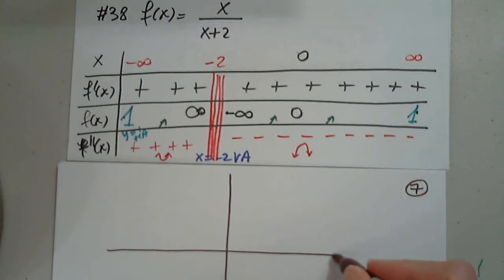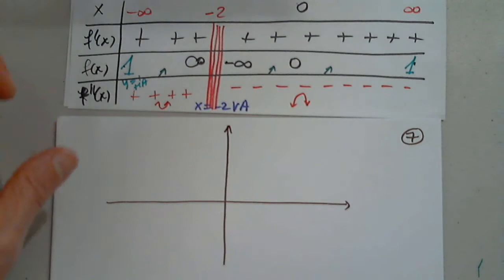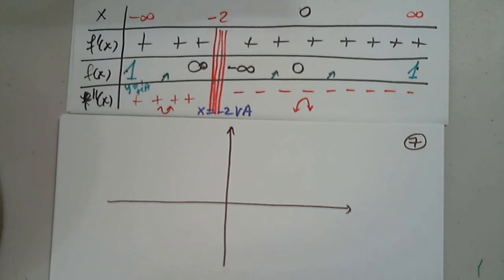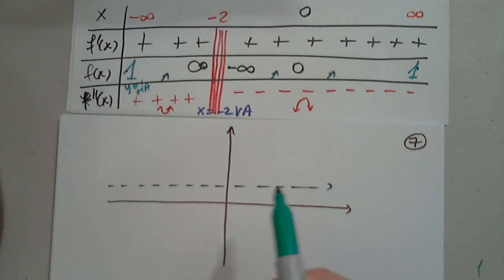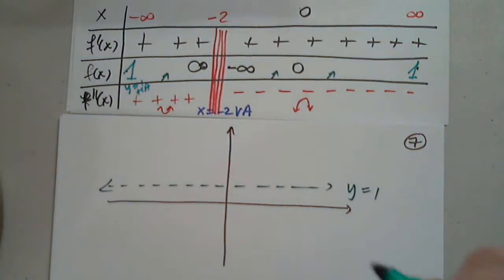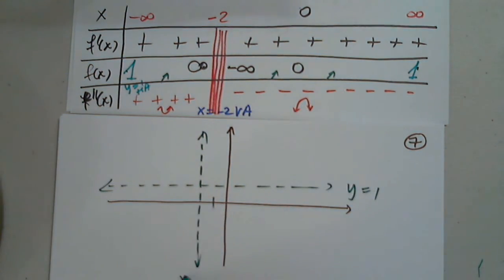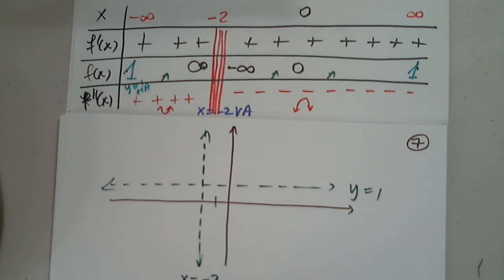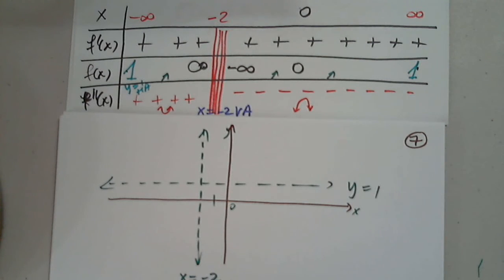When I graph a function with asymptotes, what do I have to graph first? The lines of those asymptotes. Very good. So first is y equals 1 and x equals -2. If a function has asymptotes, the first thing I have to graph are the asymptotes. They have to be graphed, but they are not part of the graph.